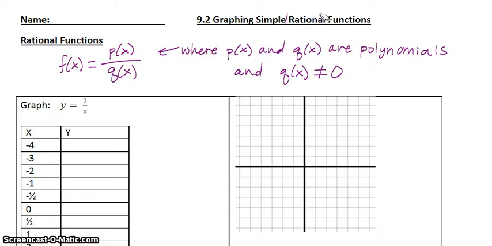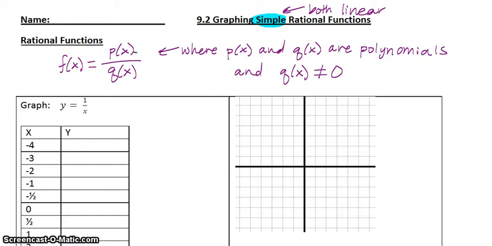So I want to tell you that today it's called simple because p of x and q of x are both linear. Both of the polynomials we're going to be using in today's graphs are linear, and then in section 9.3 we're going to do some rational function graphs where they're not linear. You know what, I wrote both polynomials, but I meant to write both linear. So both the top and bottom are going to be linear things.